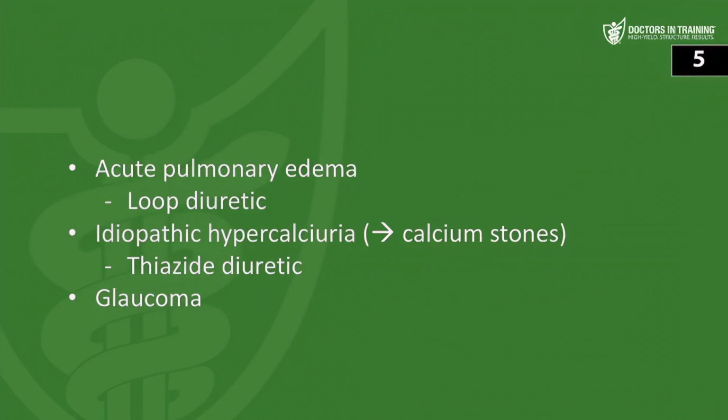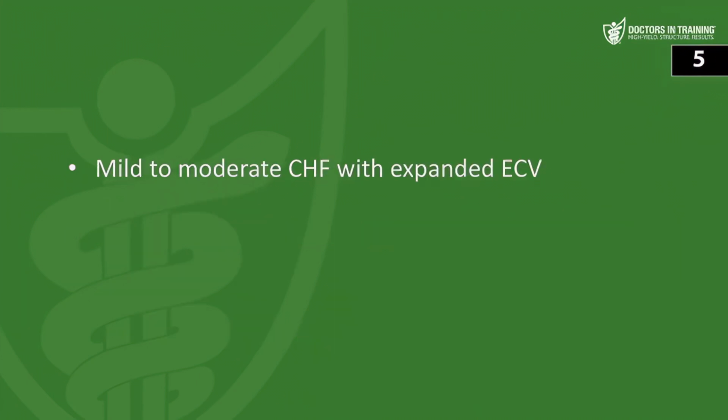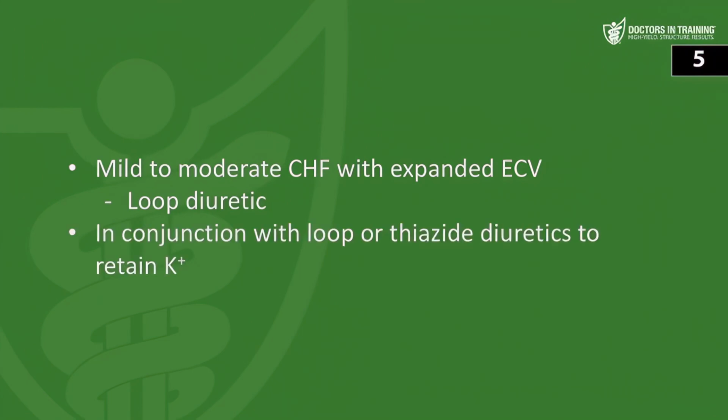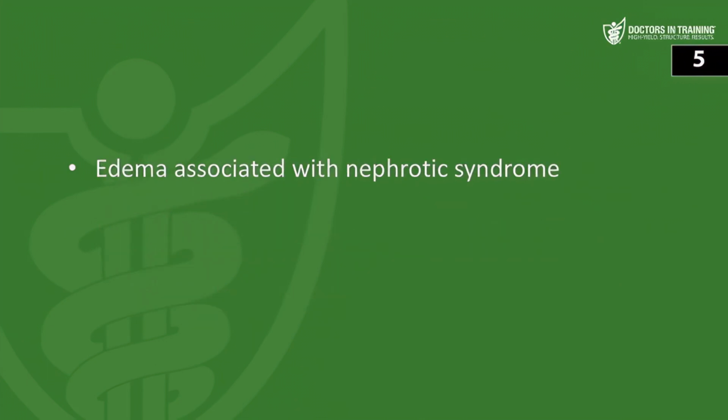Glaucoma, we said the two diuretics that are occasionally used to treat glaucoma are acetazolamide and mannitol. Mild to moderate CHF with expanded extracellular volume. So if this is really mild, you might use a thiazide, but classically with heart failure patients, you're going to use a loop diuretic. In conjunction with loops or thiazide diuretics to retain potassium, that would be any of the potassium-sparing diuretics. Edema associated with nephrotic syndrome, usually you're going to reach for a loop diuretic.